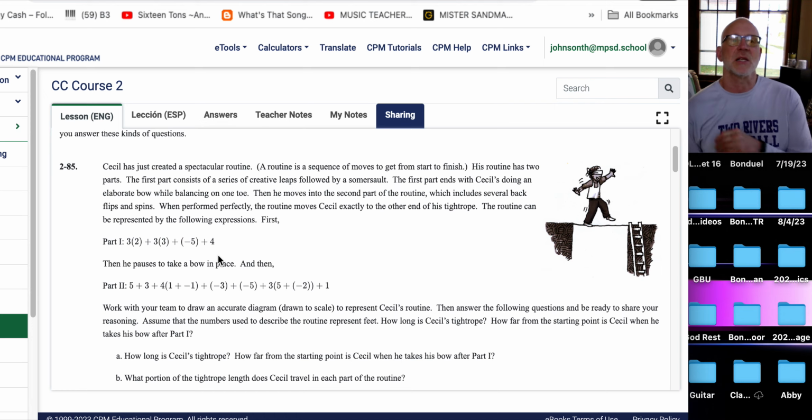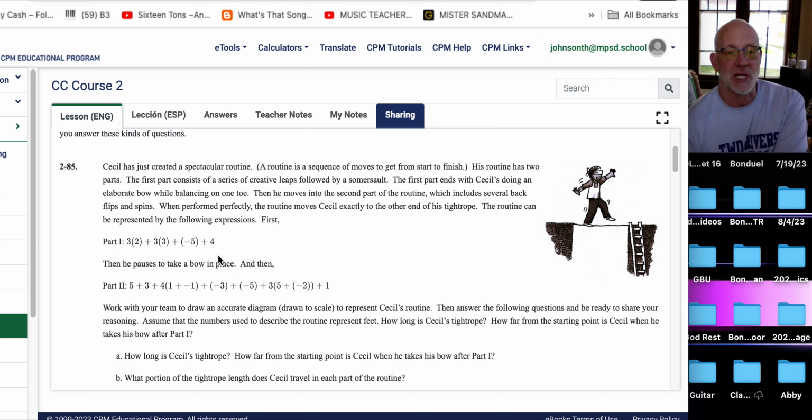And it says, Cecil has just created a spectacular routine. A routine is a sequence of moves to get from start to finish. His routine has 2 parts. The first part consists of a series of creative leaps followed by a somersault. The first part ends with Cecil doing an elaborate bow while balancing on one toe, and then he moves into the second part of the routine, which includes several back flips and spins. And when perfectly performed, the routine moves Cecil exactly to the other end of the tightrope.